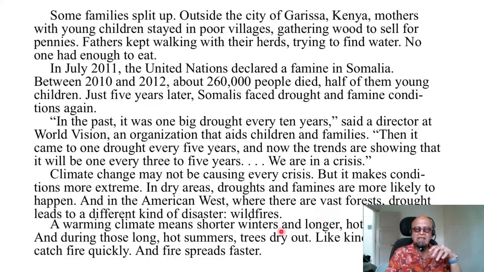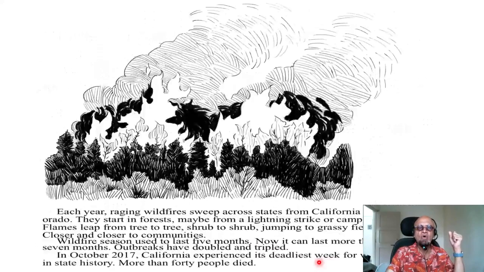Okay, so a warming climate means shorter winters and longer, hotter summers. So winter arrives late and ends early, and during those long hot summers, trees dry out like kindling. They catch fire quickly. It's like dried firewood that's ready to light up as soon as there's a little spark. And fires spread faster because there's more and more dry vegetation. Each year, raging wildfires sweep across the states from California to Colorado, even in Canada, and some parts of Europe burned up last year in 2023.